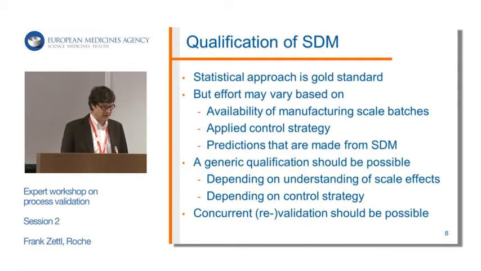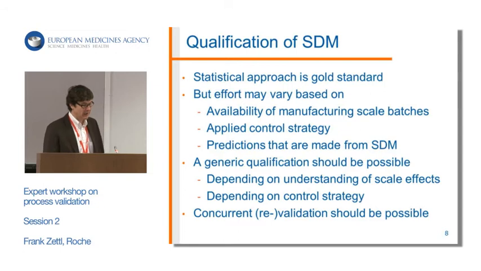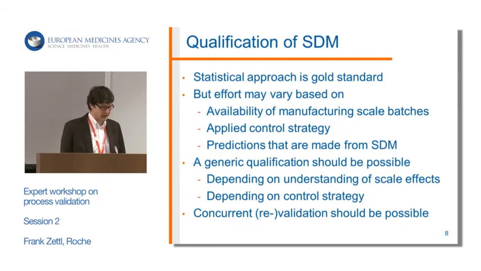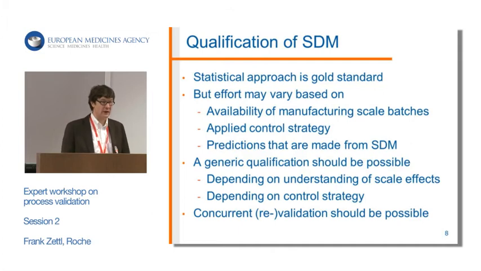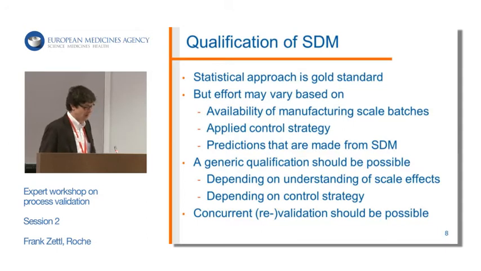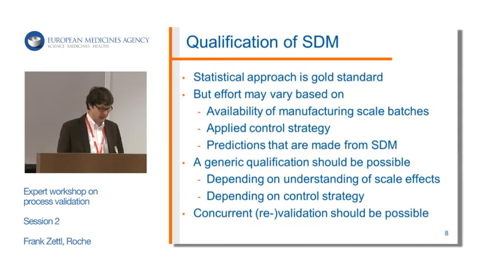It is dependent on the availability of manufacturing scale batches, but it should be possible to leverage the control strategy and also to assess what are the predictions that are made from the scale-down models. We also think that we should aim at a generic qualification of scale-down models. I think that's definitely true for downstream unit operations. It might be more difficult for fermentation unit operations. I think we have to admit that we are not there yet. But for downstream, we have a huge history in this respect.